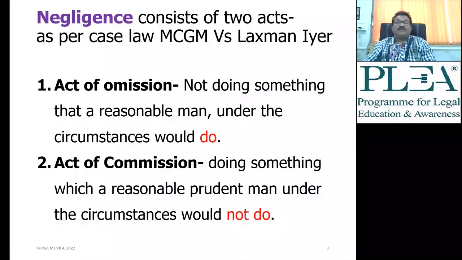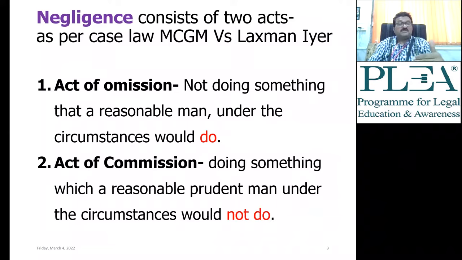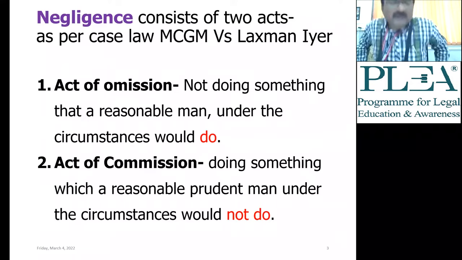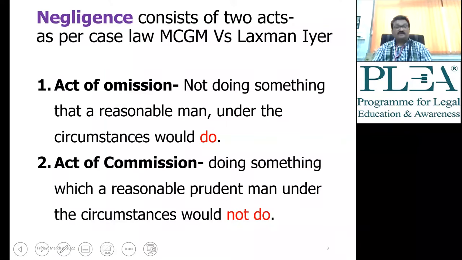Now, there are various aspects in which we can say what is the act of omission and what is the act of commission. Act of omission is a simple word: we omit something. If we relate that to the medical field, it states that not doing something that a reasonable man under the circumstances would do. And what is act of commission? Doing something which a reasonable prudent man under the circumstances would not do. We'll take various examples once we discuss the basics of negligence and their various types. Act of omission and commission is applicable in law also. If we refer to IPC 201 and 202, they relate to this act of omission and commission.